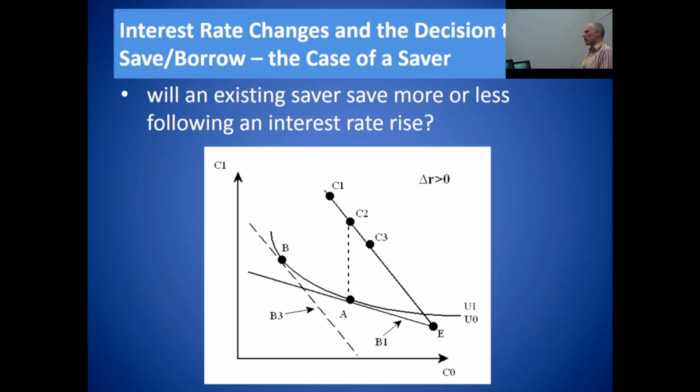Question I want to ask you, well, is it always guaranteed that the saver will save less? To answer that, if it was a straightforward question, I wouldn't be going through this diagram. Because whether a saver increases or decreases his savings goes back to what we touched upon last week and at the beginning of today's lecture. This depends upon the relative magnitudes of the income and substitution effects.